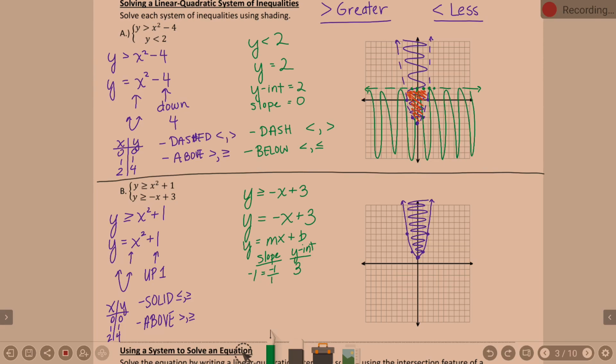And in your brain, you're saying, oh, slope, that means I'm going to do what? Rise over run. Okay. Start off with the y-intercept of 3, right there in the middle of that shaded purple. Slope of negative 1. We're going to do what? Down 1, right 1. You can also reverse it and go up 1, left 1.